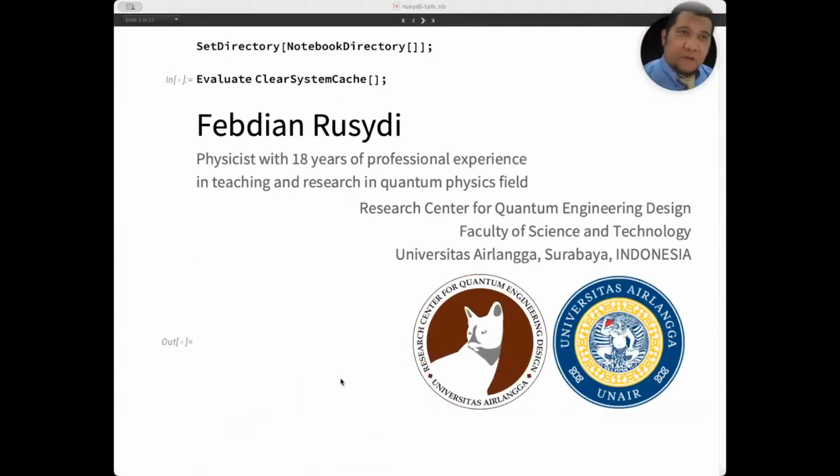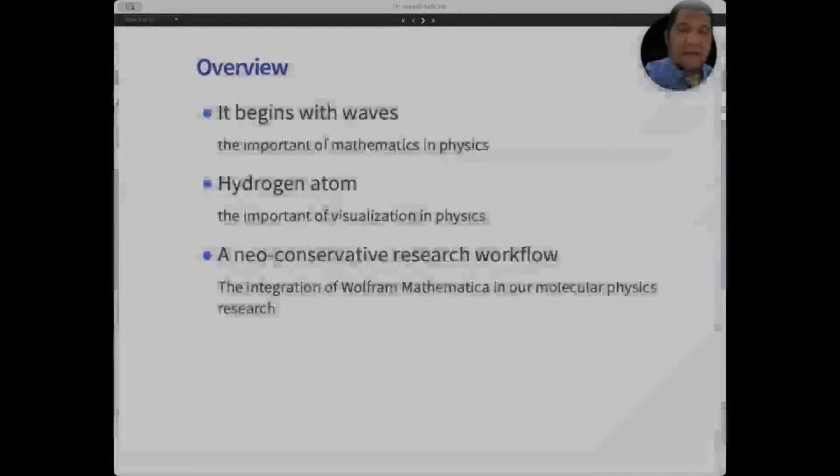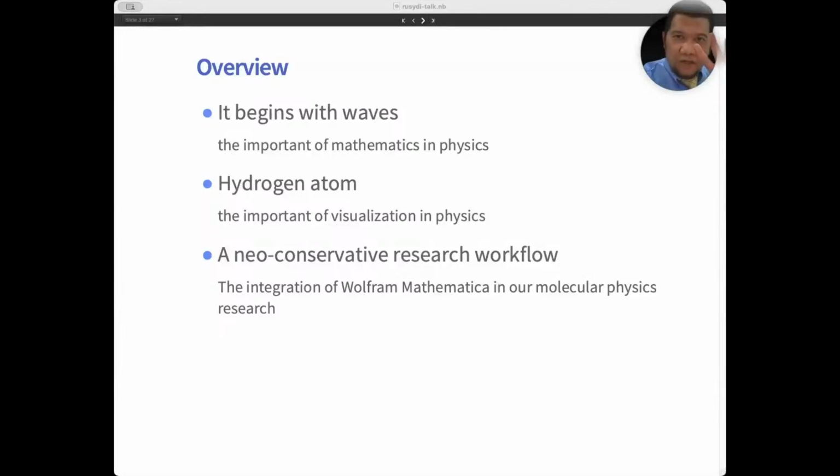My name is Febdian Rusdi. My affiliation is Research Center for Quantum Engineering Design, Faculty of Science and Technology, Universitas Airlangga, Surabaya, Indonesia. I divide my talk into 3 sections. First, I begin with waves, where we will see the importance of mathematics in physics.